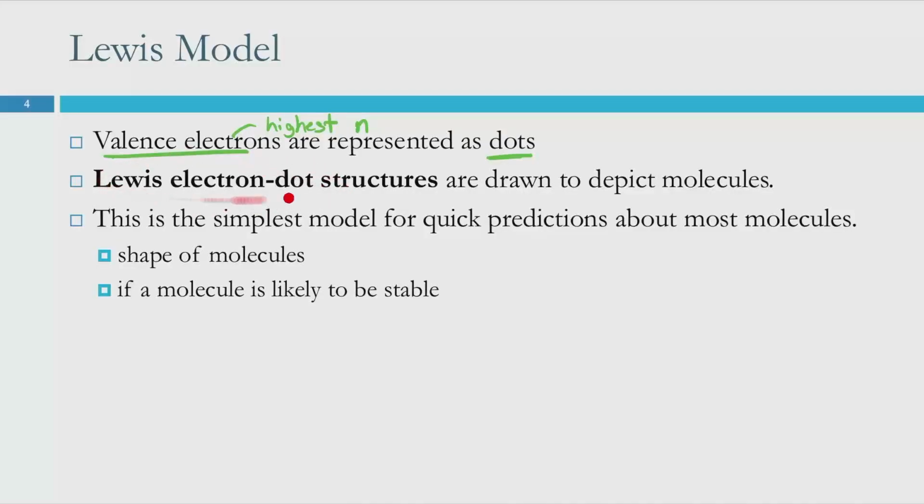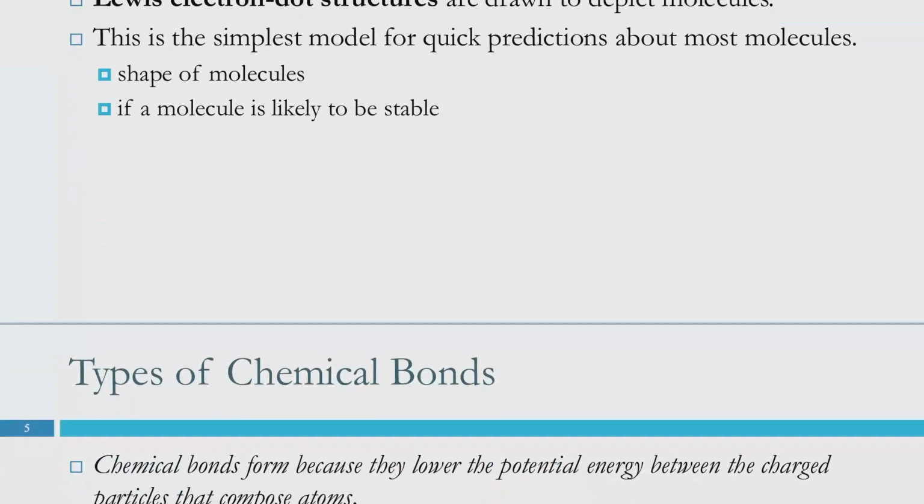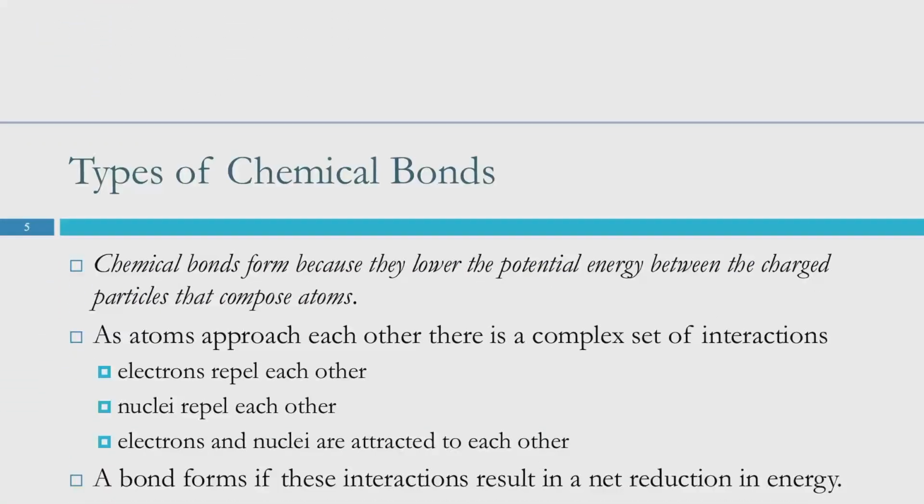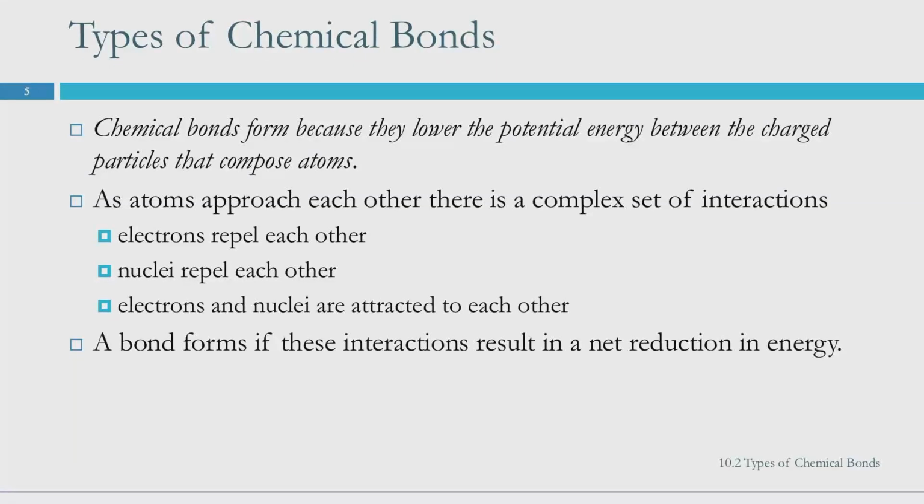So our Lewis electron dot structures depict molecules. We can predict shapes of molecules with some extra tools, and we can tell if a molecule is likely to be stable. We can also have different types of chemical bonds that show up depending on what kind of molecules we have or what type of chemical compound we have.